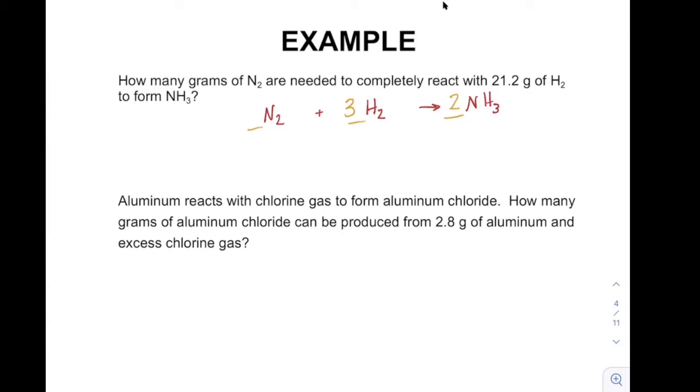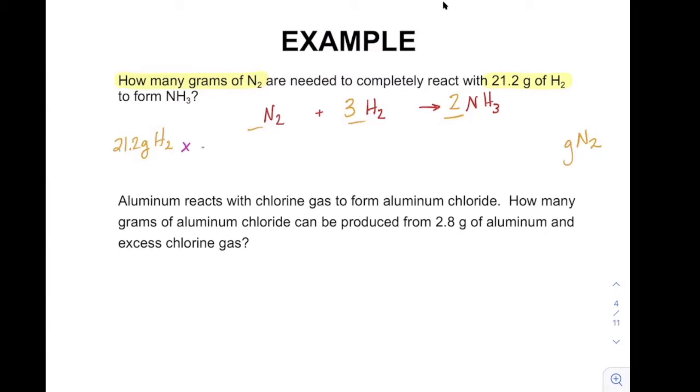What we are given in this problem is 21.2 grams of H2. And what we are solving for is grams of N2. Question says, how many grams of N2 are needed to completely react with the H2? Okay, so if we're given grams, the first step is to go to moles.